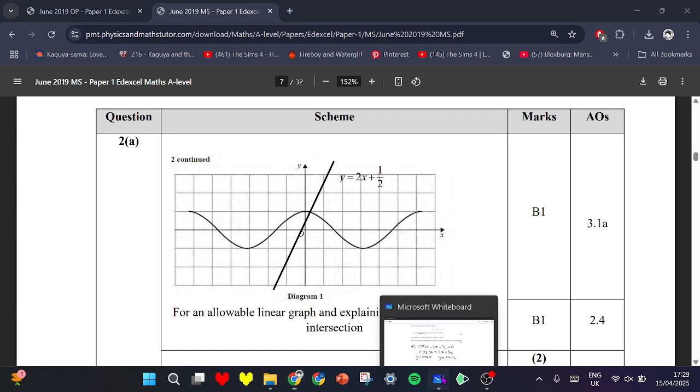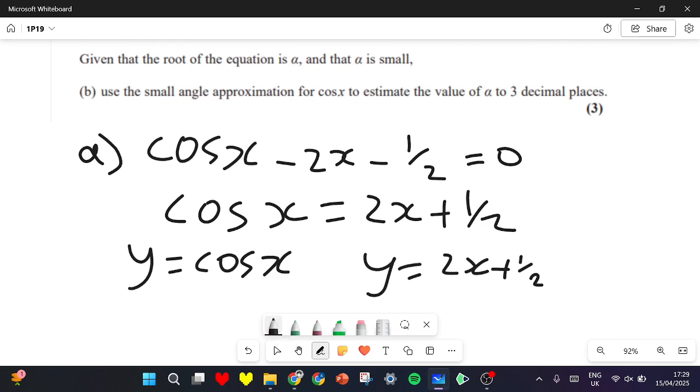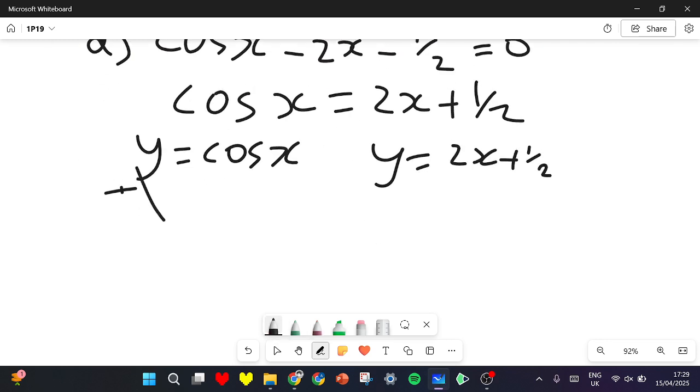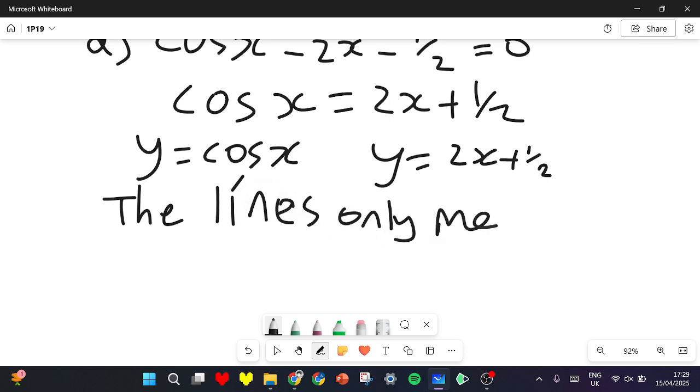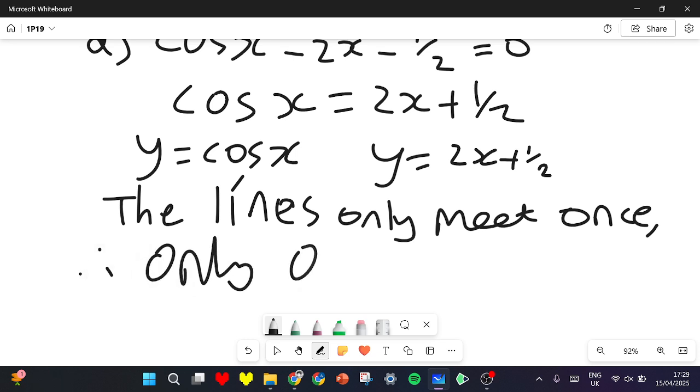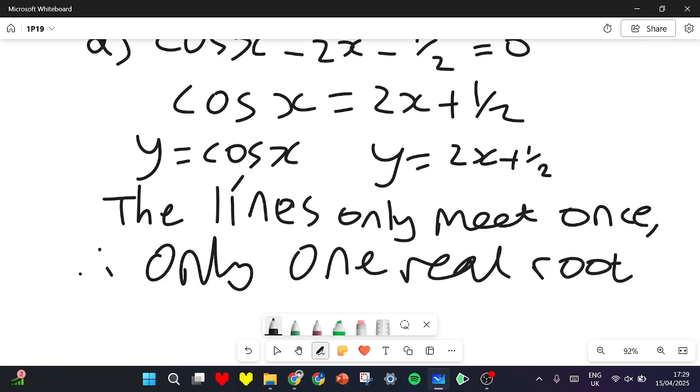Then I guess you should also write something like: the lines only meet once, therefore only one real root. Yeah, okay.